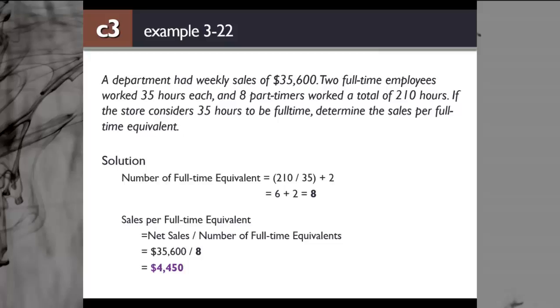And we're going to talk more about space productivity and inventory productivity next time for chapter 3 and part 4. So that's it for this video, this lecture, and I'll see you next time.